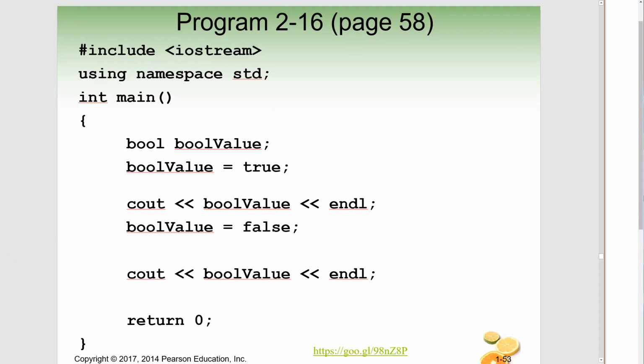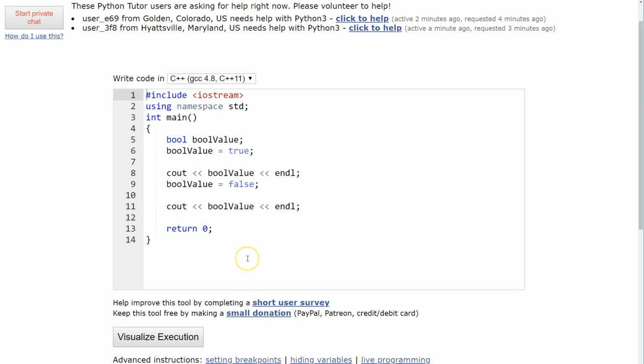I'm just going to go ahead, let's just pop over here and take a look at it. So let me open this up. Okay, so this is the code that we're looking at. We have one bool variable. We are calling this bool variable bool value. So you can see that's the only one that we're using here.